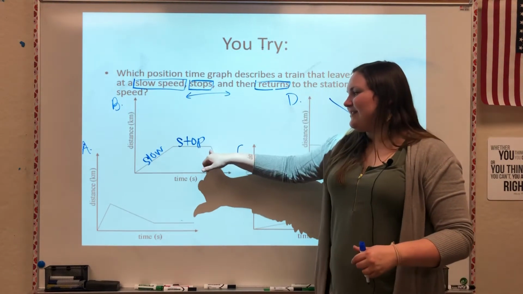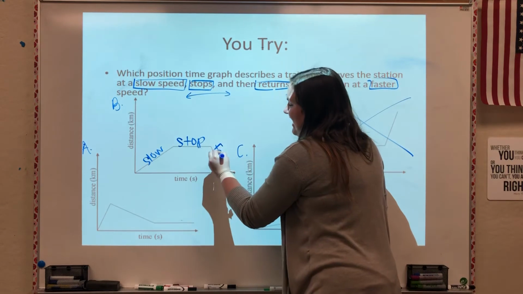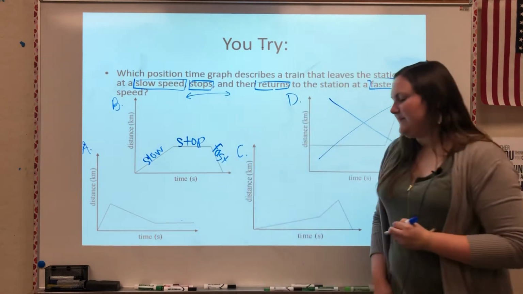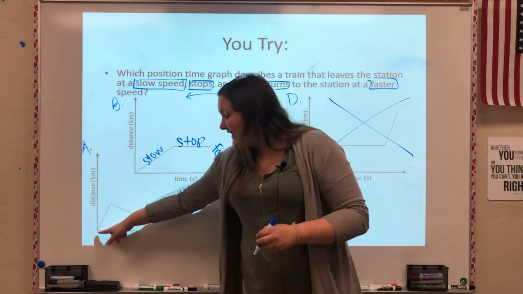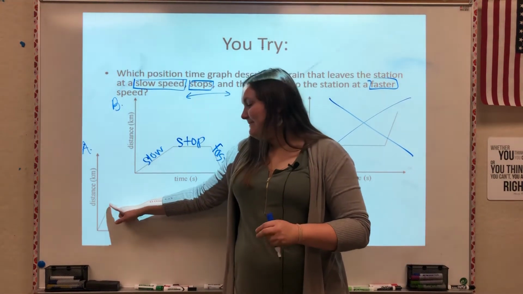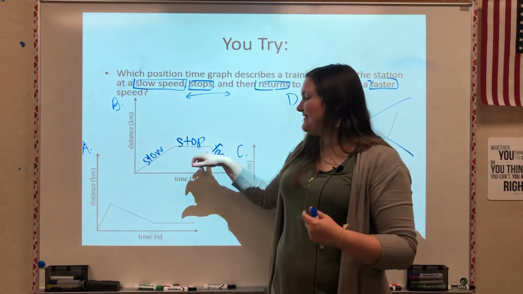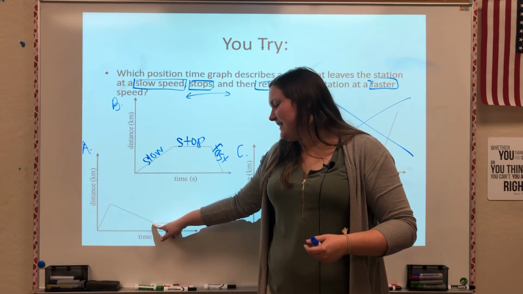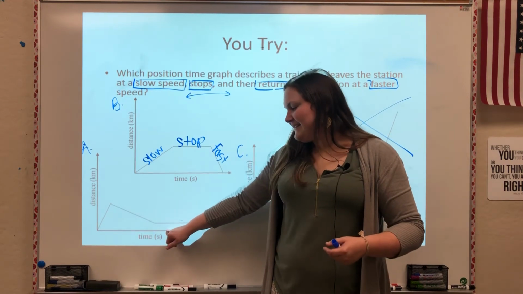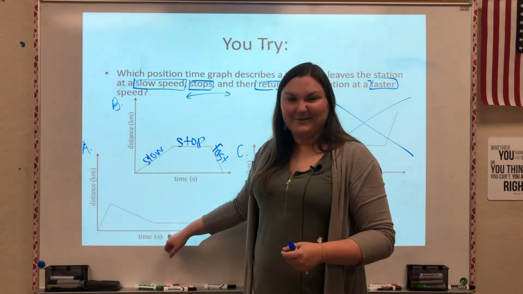This right here is showing that the line is going down, meaning it's returning, and it's returning at a faster speed. These other 2 here, this one's showing it's leaving really fast, and then immediately, in that split second, it changes directions. It never stops. It just immediately changes directions, starts returning at a slow speed, and then look, it never gets back to the station. It just stops at the very end, some distance away.